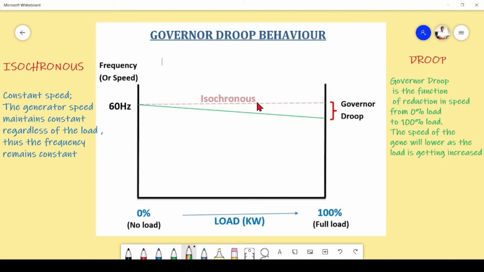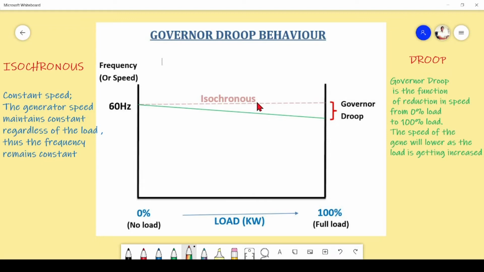There are two types of governors: one is isochronous, the other is droop governors. So where do we need an isochronous governor? Suppose the full load of your bus bar is less than the capacity of your generator. Then you can use one generator on that bus bar to feed that load. In that case you can use an isochronous governor, because even if you apply full load at the same time, that generator is capable of handling that load.